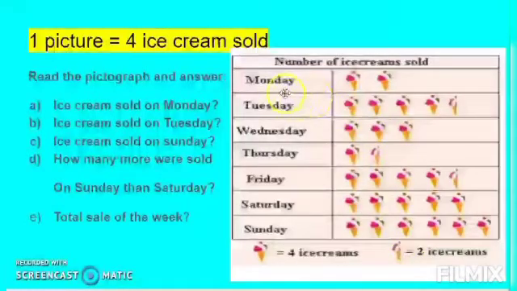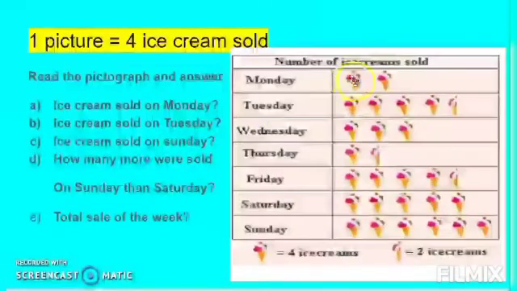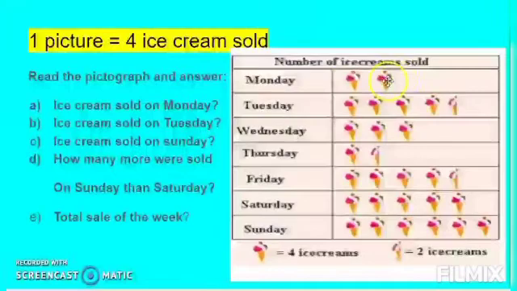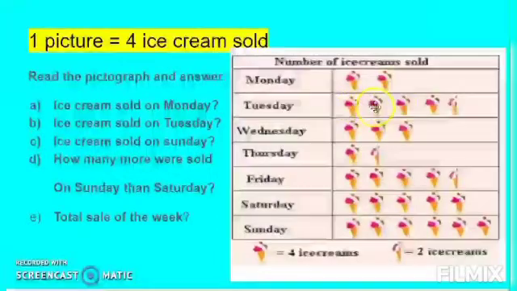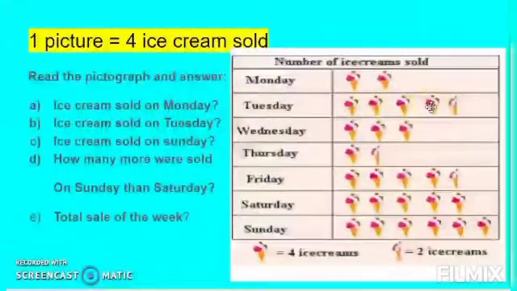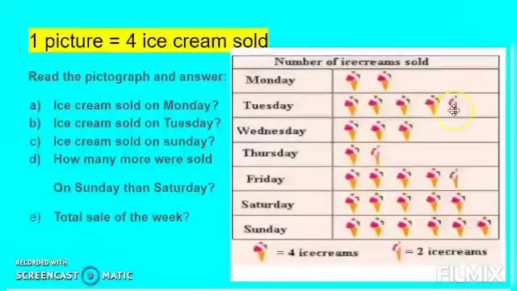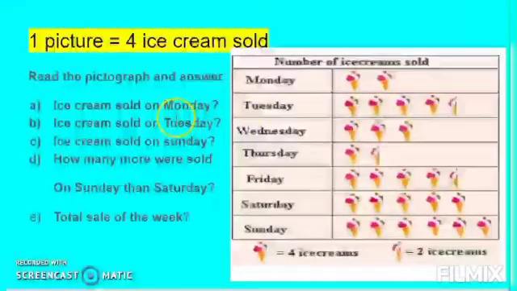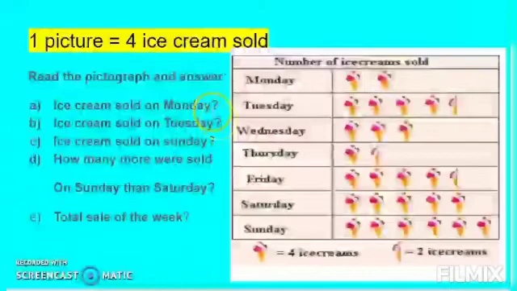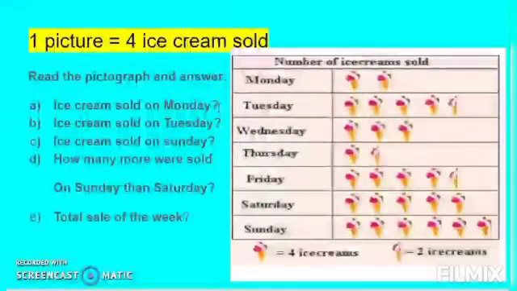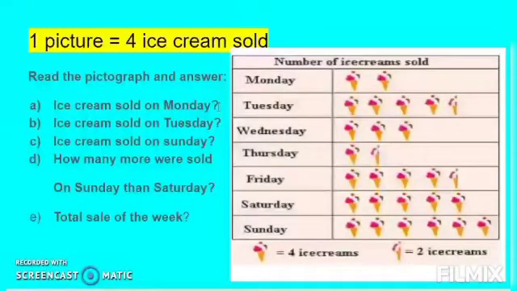So let us find out. We have to calculate the number of ice creams sold in each day here, and then we will write the answers for these questions that are based on this pictograph. So Monday, 2 pictures of ice cream multiplied by 4, that is 8. Now on Tuesday, 1, 2, 3, 4 full ice creams are there. 4 into 4, 16 plus half ice cream, that is plus 2. 16 plus 2, that is 18 ice creams were sold. So ice cream sold on Tuesday is 18. Monday only 8. 2 multiplied by 4, that is 8 ice creams.